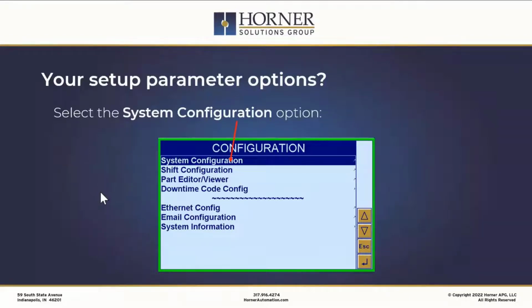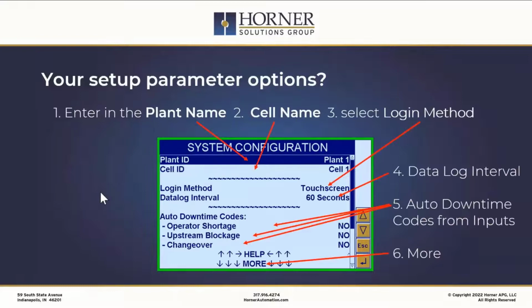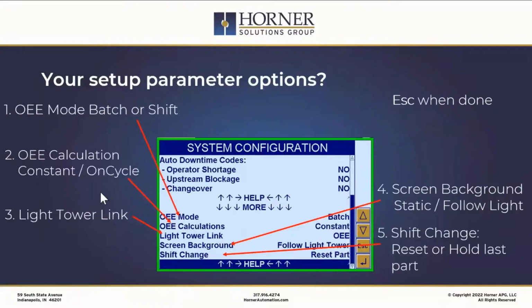So the first part of it goes into the system configuration, and this is where you give it a name for the plant, a name for the cell, and how the login method is going to take place, as well as the data log interval. How often do you want to do the actual data log? There's a couple other things that come in here to check the mode of operation, whether it's batch mode or shift mode. And then how do you want the OEE calculation to take place? Is it a constant changing all the time or only on every time you complete a cycle?